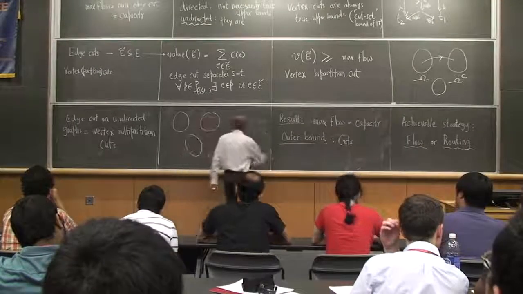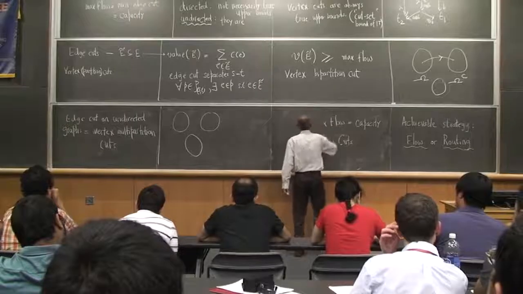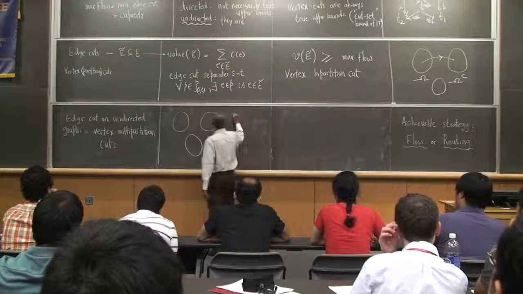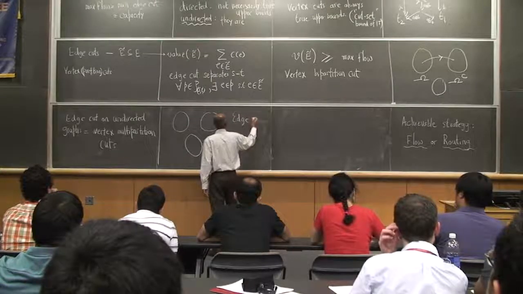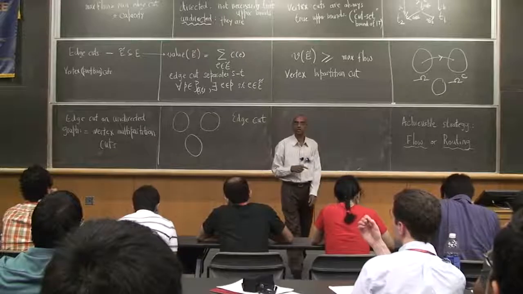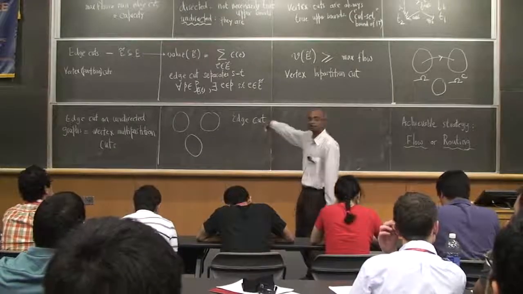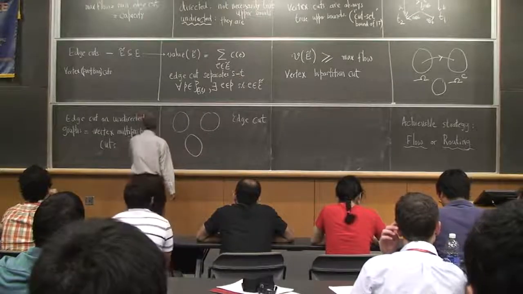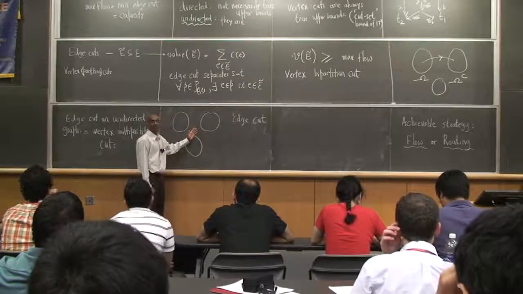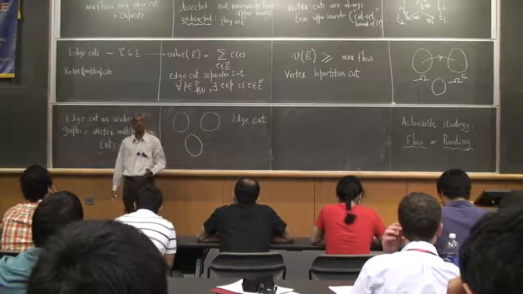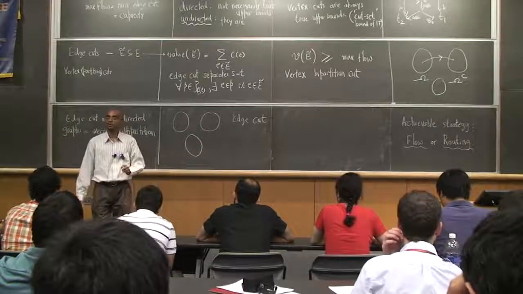Why is that? Let's check. So consider this is an edge cut. It's really a vertex multi-partition cut. Let's say a vertex three-partition cut. And I want to claim that the value that you get out of this is potentially only worse than a specific bipartition cut.